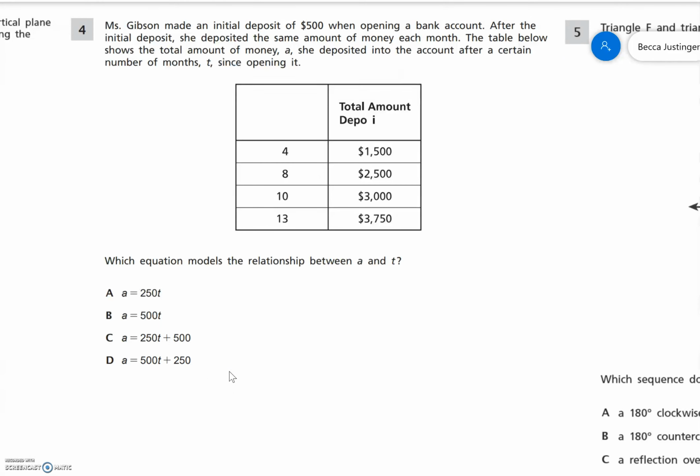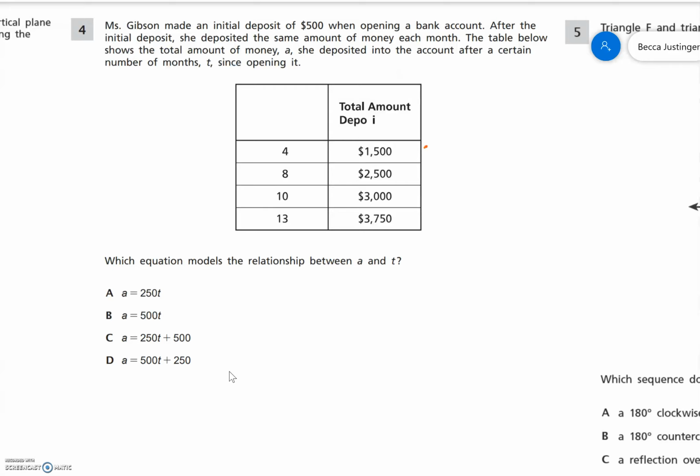Ms. Gibson made an initial deposit of $500 when opening a bank account. After the initial deposit, she deposited the same amount of money each month. The table below shows the total amount of money A she deposited in the account after a certain number of months T since opening it. So what is the relationship between A and T?